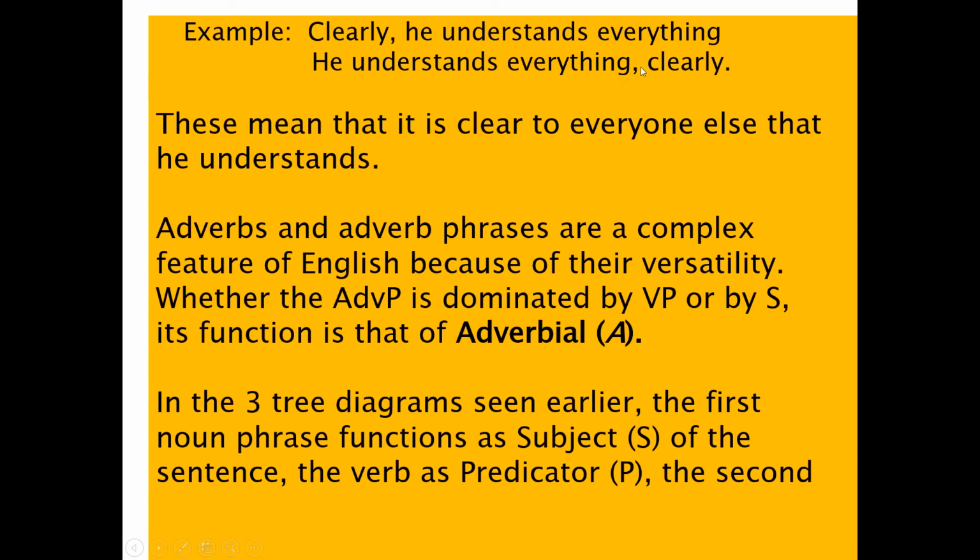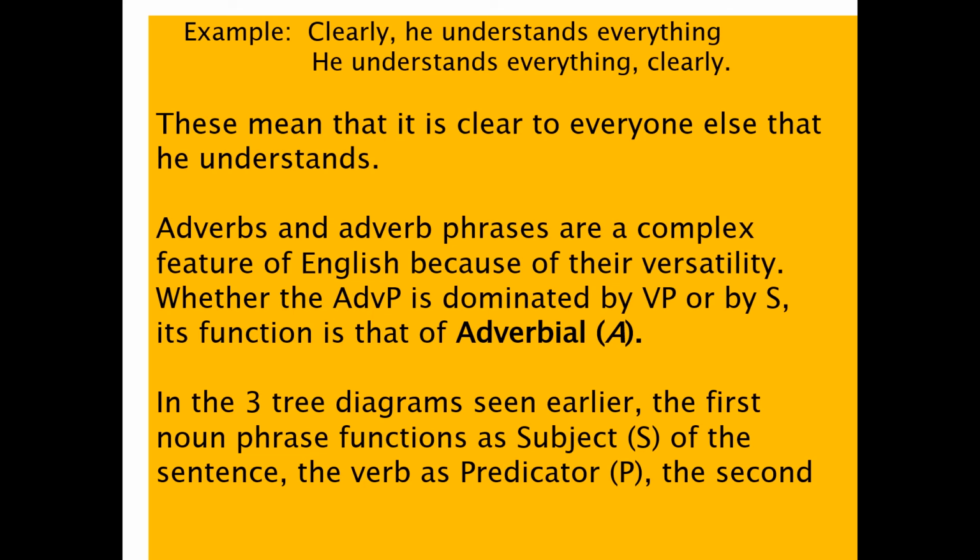But if I say "he understands everything clearly" without a comma, it means هو يفهم كل شيء بوضوح. But if I say "clearly, he understands everything", it means هو يفهم كل شيء من الواضح. واضح؟ من الواضح. And I will say من الواضح أو إنه لواضح. Okay? So here we have two different meanings. Because what applies to one adverb can't apply to all other adverbs.